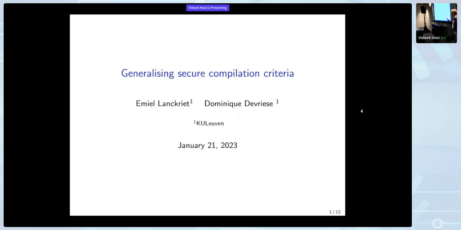So hello again. I just wanted to take the opportunity to talk about stuff I've been reading up on, because I think it's an interesting topic to discuss. I guess it's about generalizing secure compilation criteria to envelop more concepts that are floating around in the wild.